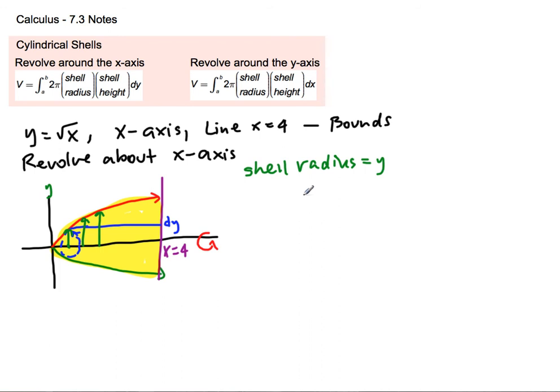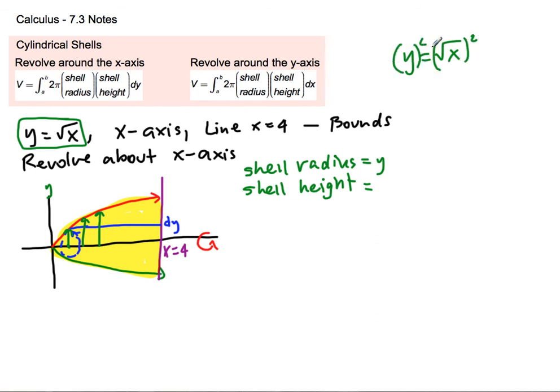And then we look at the shell height. We've got this equation over here that says y equals the square root of x. Well, now that we're going to have to work with an integral with dy in it, I've got to make sure that I have an equation that says x equals. So what I'm going to do is take y equals the square root of x, and square both sides. And so y squared equals x.